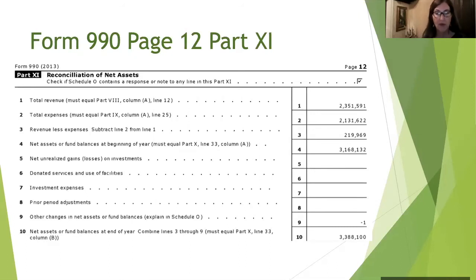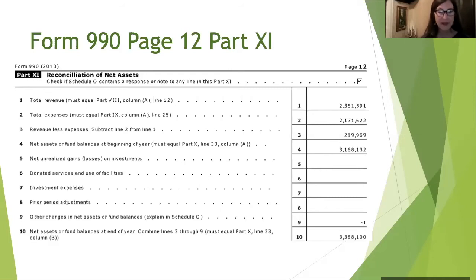once you fill out their form, then they're going to want you to say why it doesn't match the audited financial statements. And there are a few key areas. One is that the IRS does not want you to include unrealized gains or losses on investments as part of your revenue. And if you have an endowment, that's going to be part of your revenue there, is you have to mark all those assets to market. And so that's going to be one of your reconciling items on this.